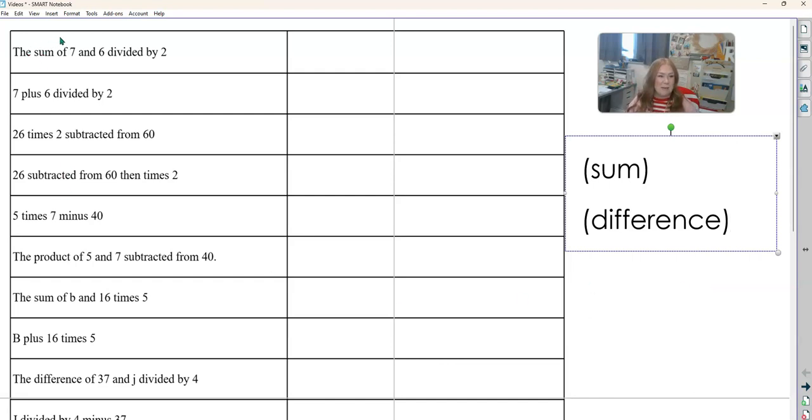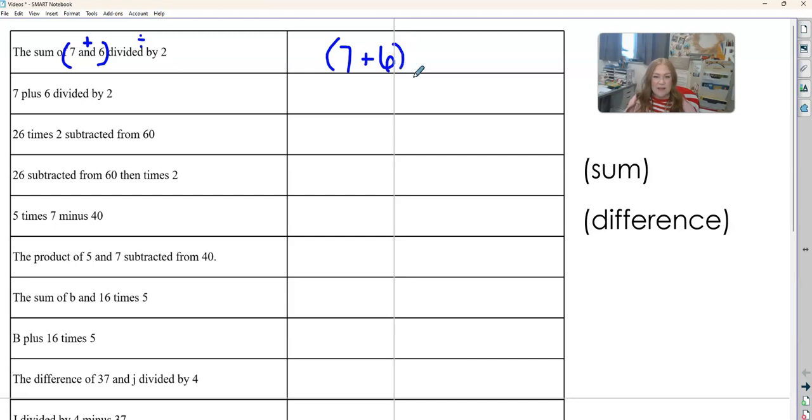So this says the sum of 7 and 6. So we need to do that first. Find a marker here. There we go. So we need to do the sum of 7 and 6. We're taking this and adding it to that. Then we'll divide that by 2. So when I write that out, I need to add 7 and 6 first, find the sum of that first. Then I'm going to divide by 2.